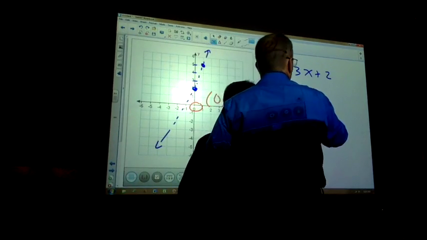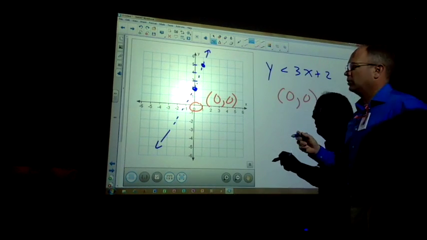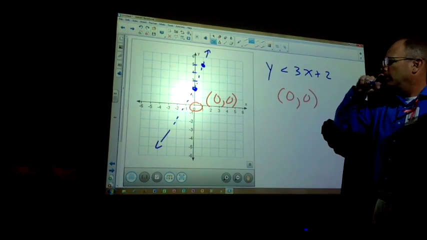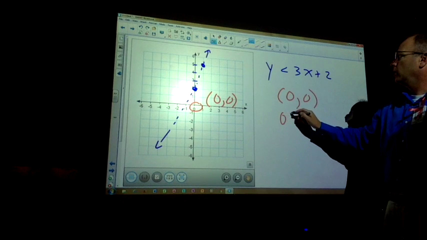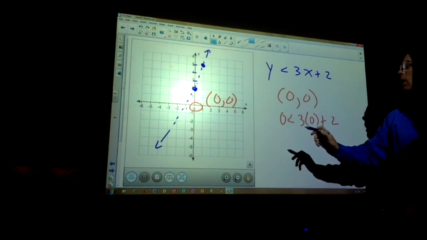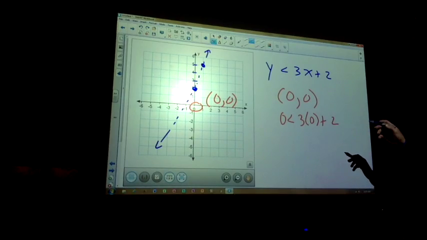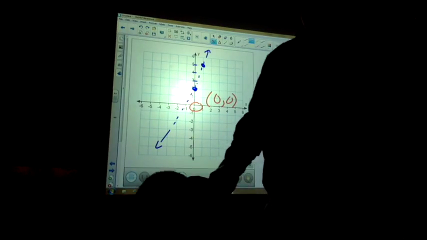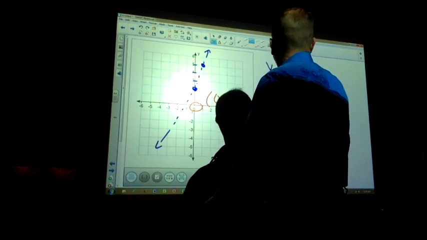Okay? So 0, 0 works pretty good. So let's see if it works. Let's plug it in. 0 is less than 3 times 0 plus 2. Yes. What? The slope is 2x. Oh, it is? I wrote it down wrong? 2x plus, oh, that's a 2x, okay.